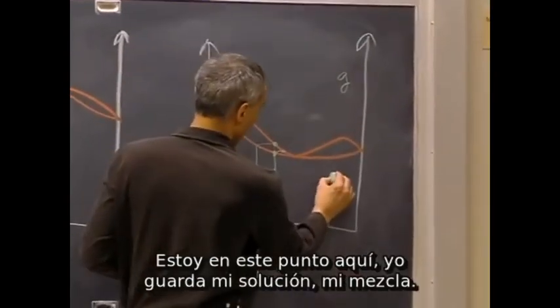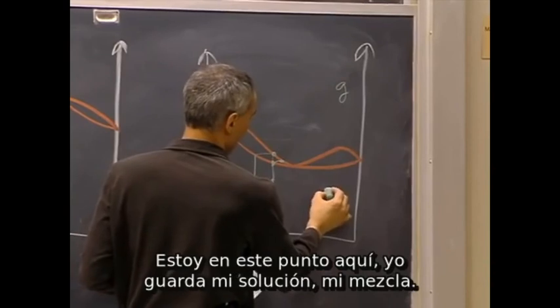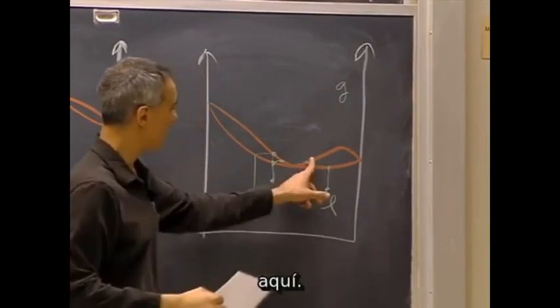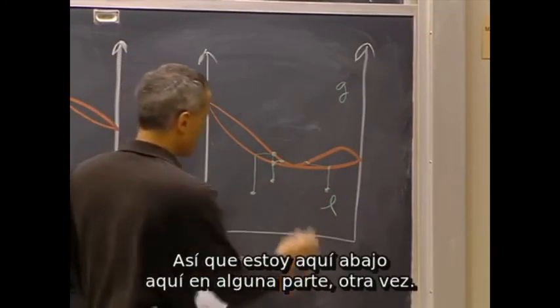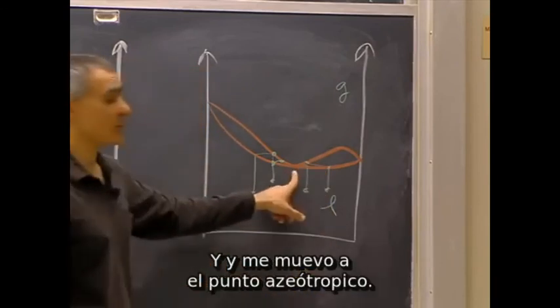If I'm on this point here, I heat my solution, my mixture. I make a gas. I read off the composition of the gas phase here. I take my gas phase composition out, and I reliquefy it. So I'm down here somewhere again. And I heat it up again, and I move to the azeotrope point.